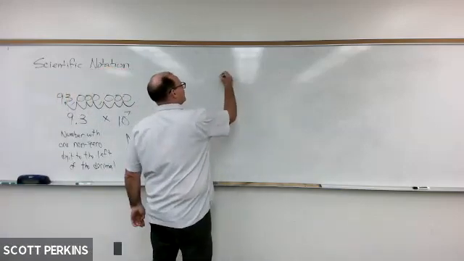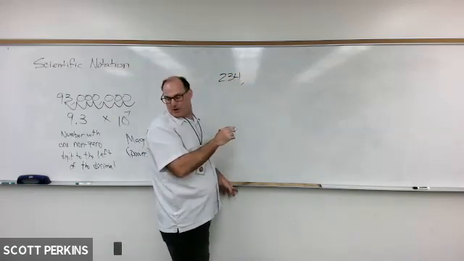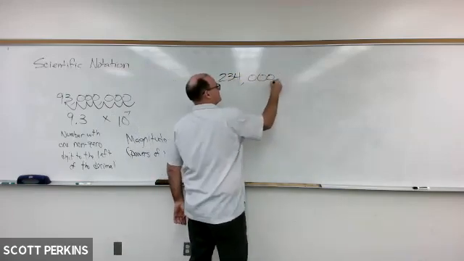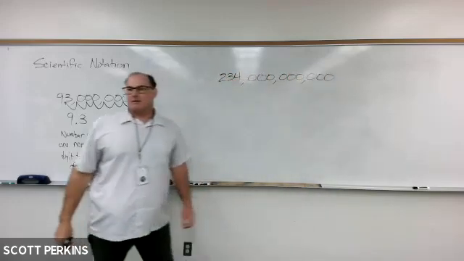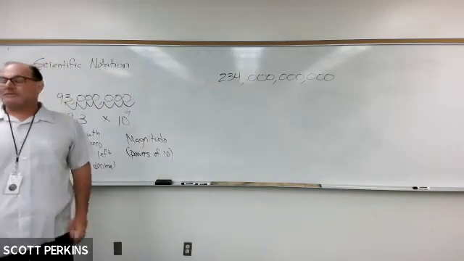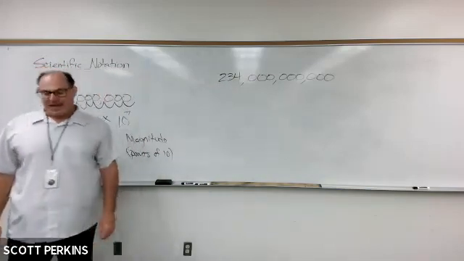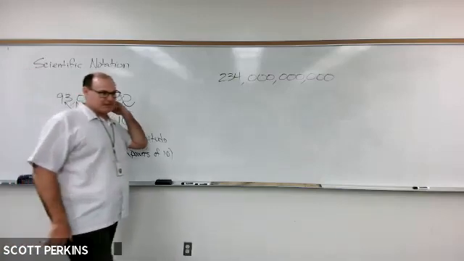So here's one for you. Let's say you're doing something and you come up with this number, 234 and then 9 zeros. I think that's billions. Yes, it is. Write that in scientific notation for me. And then we will end by each writing a number that's really small in scientific notation. And that will be the end of us for today.